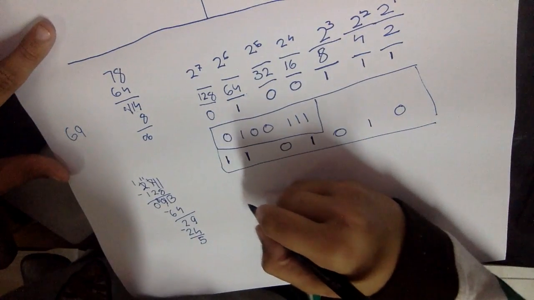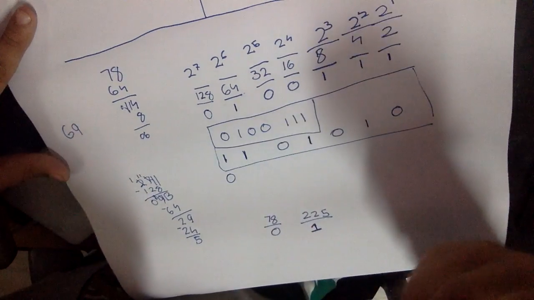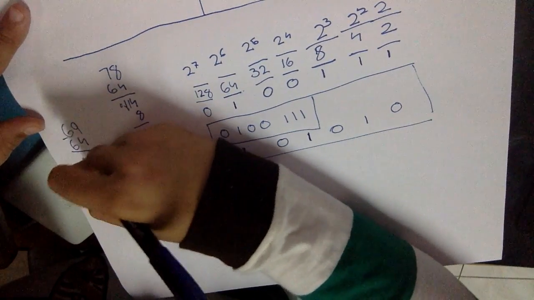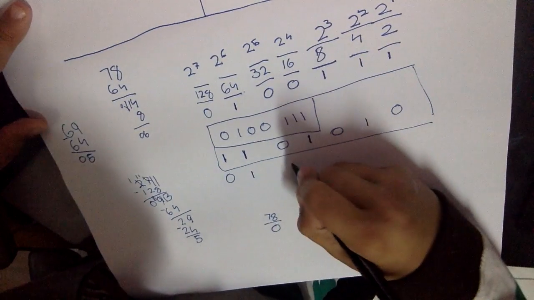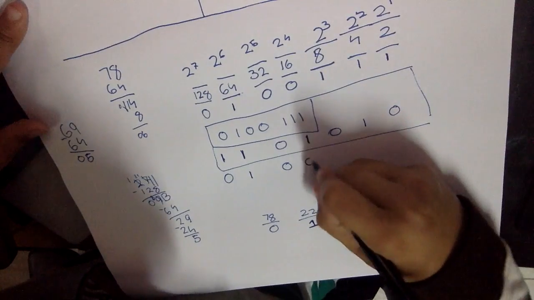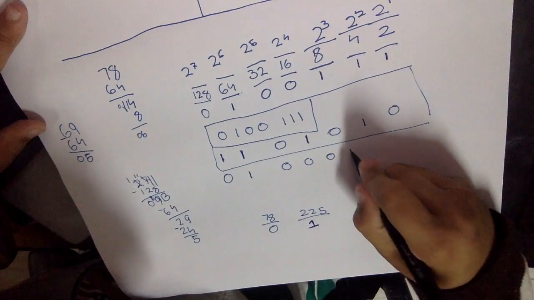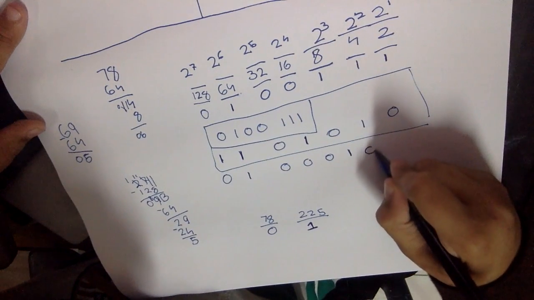So let's start. 69 minus 128. It's not possible. 0. 69 minus 64 equals to 5. So let's put a 1. Cannot minus with 32. Cannot minus with 16. Cannot minus with 8. Can minus with 4, which is a 1. And then we have 1 left. It's not greater. It's 0.